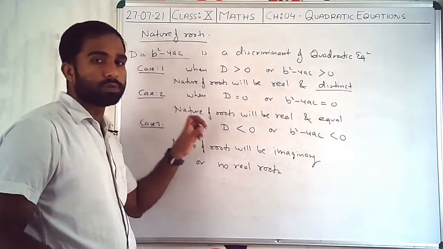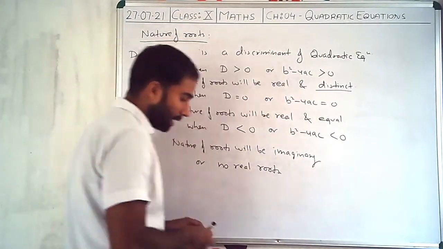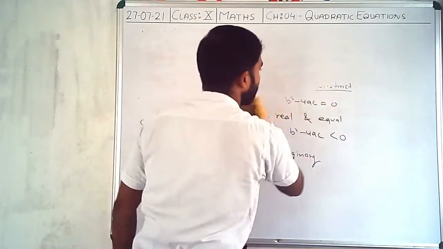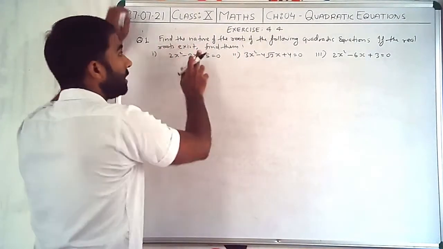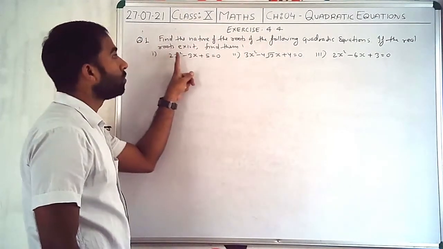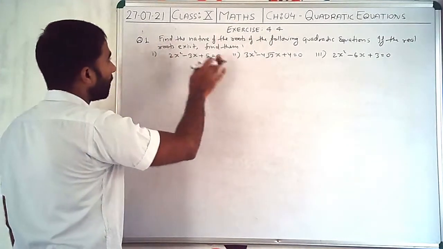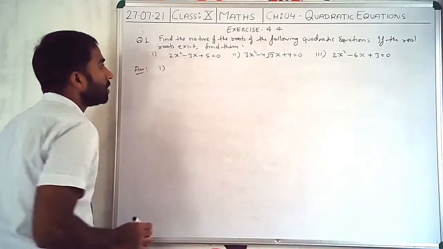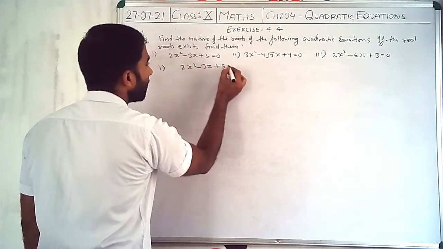I hope all of you have understood the meaning of these cases. So let's start the exercise. Here, find the nature of the roots of the following quadratic equation. If the real roots exist, find them. There are three parts in question number 1, so we are going to find the answer of the first part. The first part is 2x square minus 3x plus 5 is equal to 0.